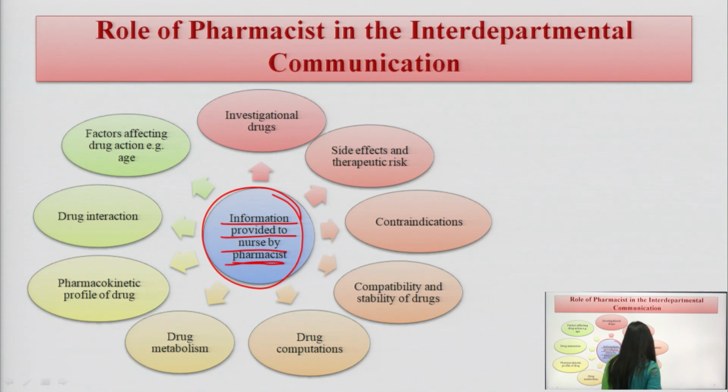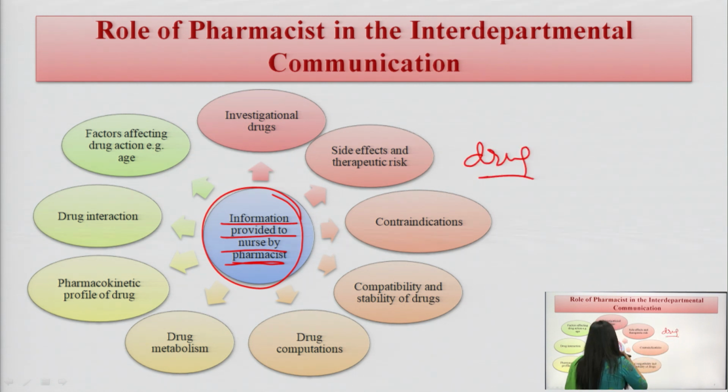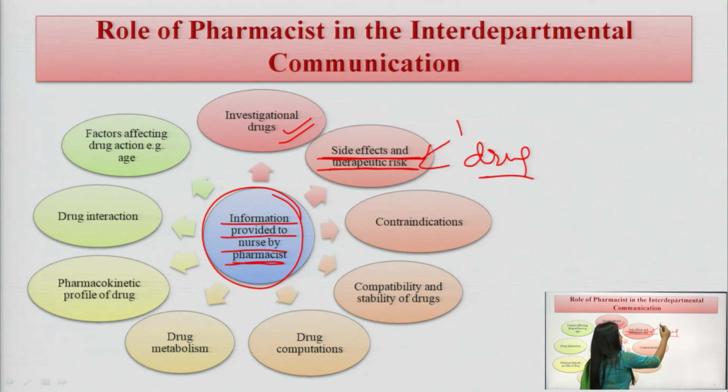Whatever information a pharmacist can provide to the nurse, here we'll see, because a pharmacist is an expert in the areas of drugs. A pharmacist can tell about investigational drugs, whatever information the pharmacist is getting from clinical trials, they are giving to the nurses and to other healthcare professionals. Similarly, side effects and therapeutic risk: whatever the side effects of any drug or a therapeutic risk which is calculated by therapeutic drug monitoring.